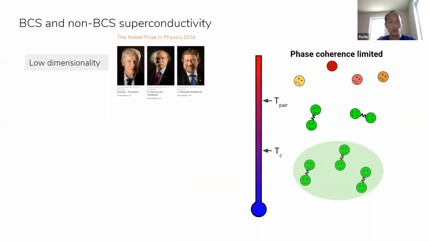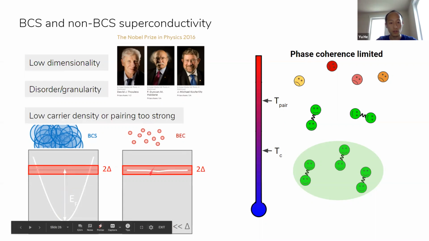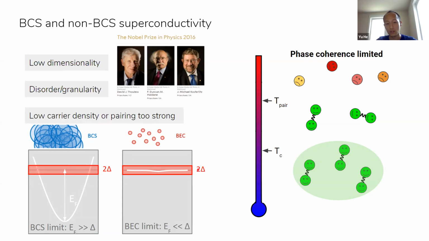And it could be either due to low dimensionality, as indicated by, say, the Kosterlitz-Thouless transition, that some of you must know, or it could be due to disorder or granularity, or due to low carrier density, or simply due to the pairing being too strong. So in this case, the BCS premise is broken, where the kinetic energy of the electrons becomes much, much smaller than the pairing energy. Therefore, the pairing becomes highly localized, and we traverse into the BEC limit.